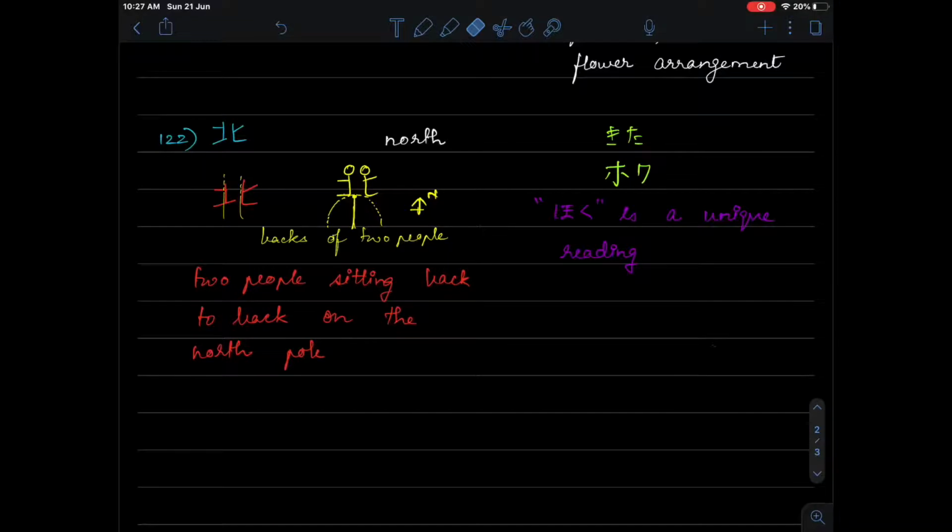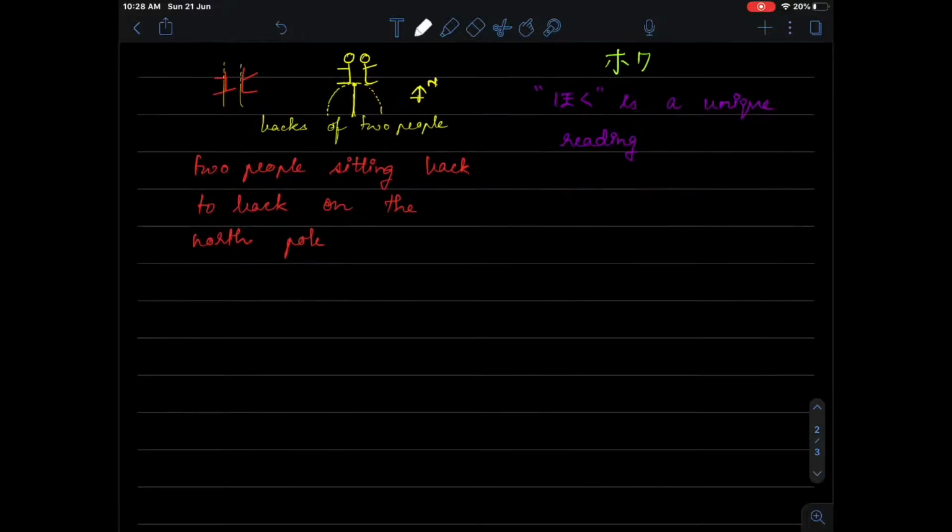I hope you remember we have done one other kanji previously which had a unique reading. That was for tama and the reading was gyoku. If you don't remember, please look back, find which kanji we are talking about and have a look at it. Alright, let's move on to the words.